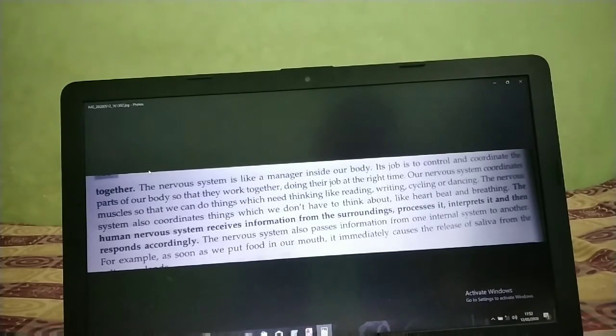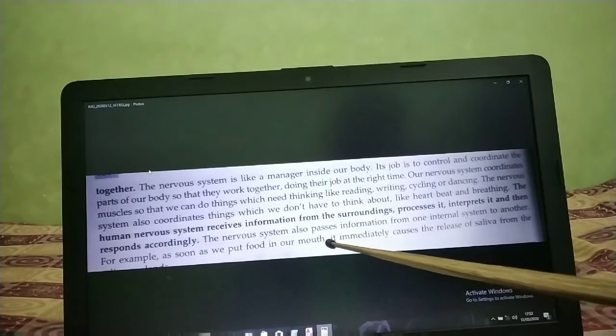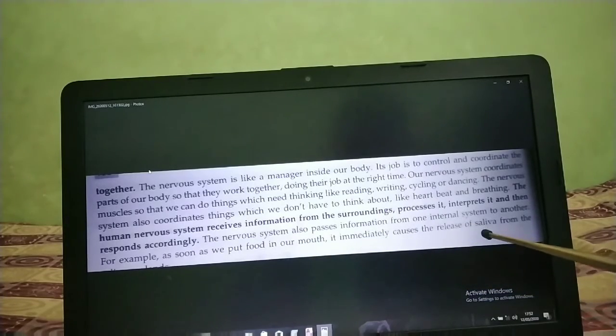So children, the human nervous system receives information from the surroundings, processes it, interprets it, and then responds accordingly. The nervous system also passes information from one internal system to another. For example, if we put food in our mouth, it immediately causes the release of saliva from the mouth.